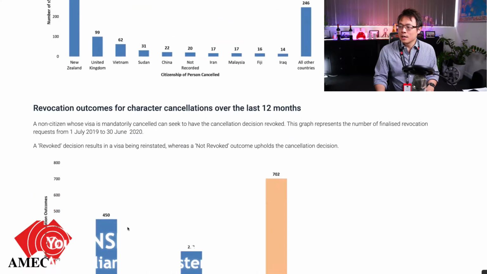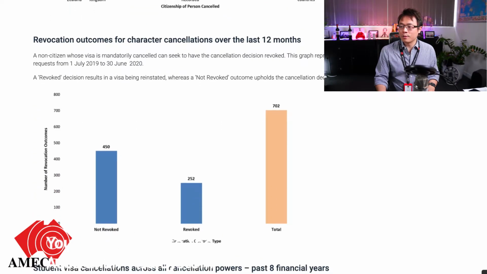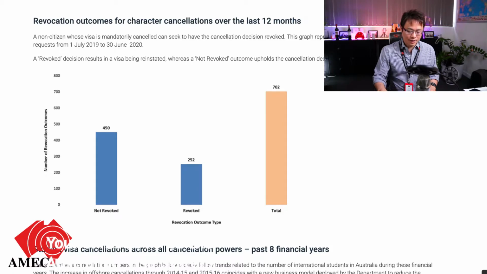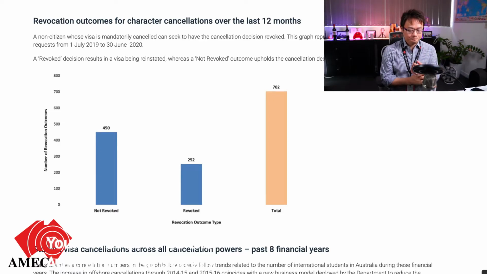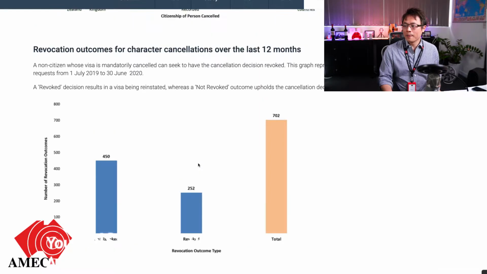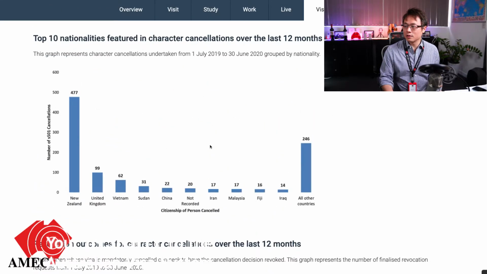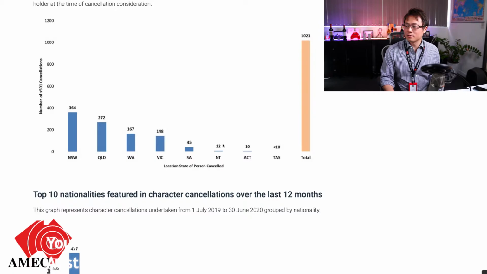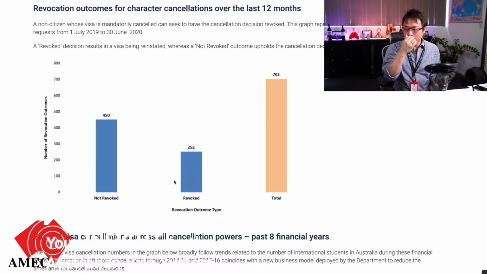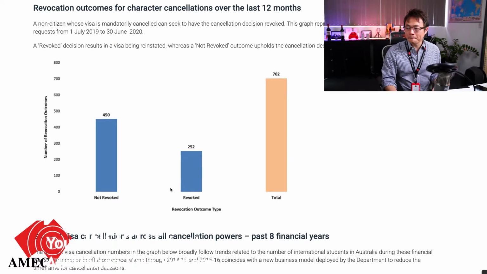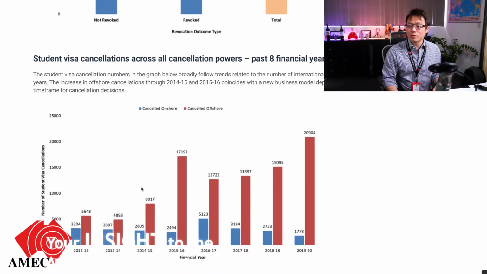Revocation means people were caught and got their cases revoked, meaning you won your case and you get your rights back. There are only 252, compared to the 1,000, so about a quarter of people go into appeal against the decision and they won.